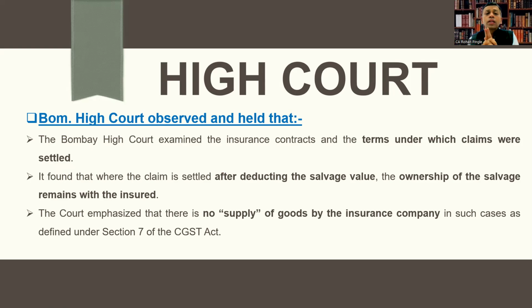It found that where the claim is settled after deducting the salvage value, the ownership of the salvage remains with the insured. This is the finding of the High Court, that the ownership of the salvage is with the insured. The court emphasized that there is no supply of goods by the insurance company in such cases as defined under Section 7 of the CGST Act.